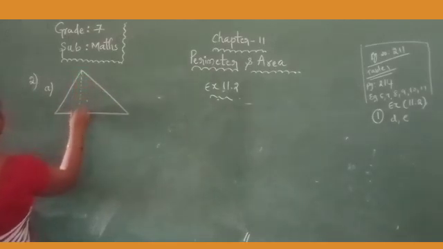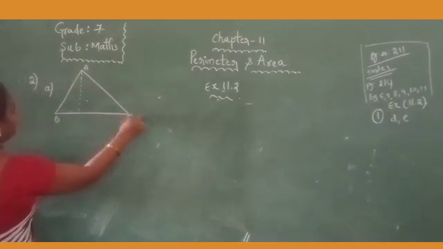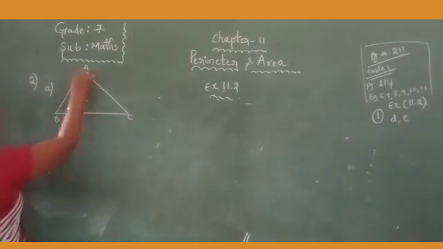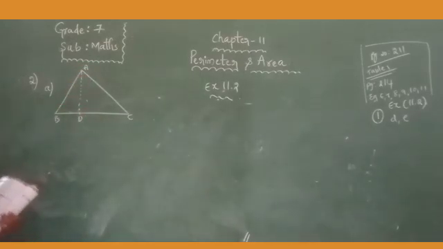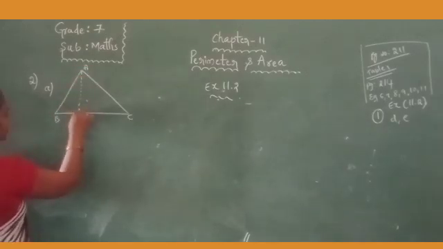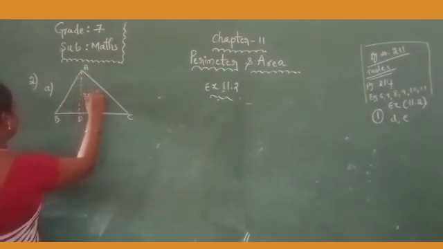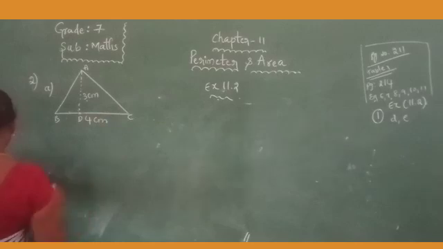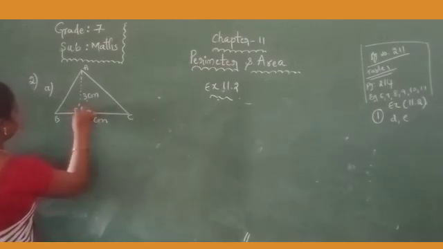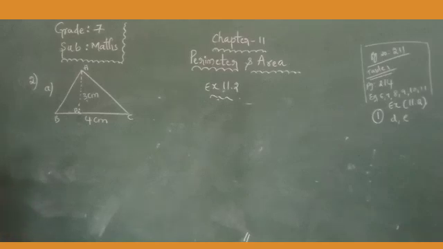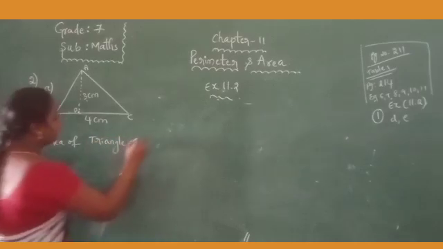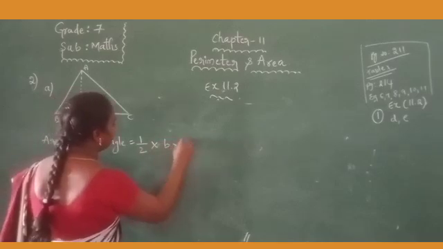Suppose it is triangle ABC. From vertex A to D, this is the perpendicular line to the opposite side BC. So this AD is called the height. AD is given 3 centimeters and BC, the base, is 4 centimeters. Now write the area of a triangle. What is the area of triangle? Half into base into height.